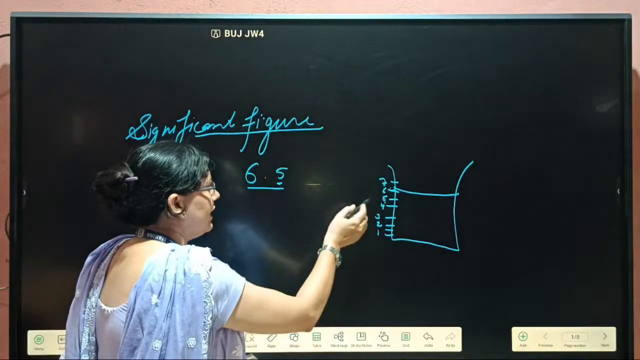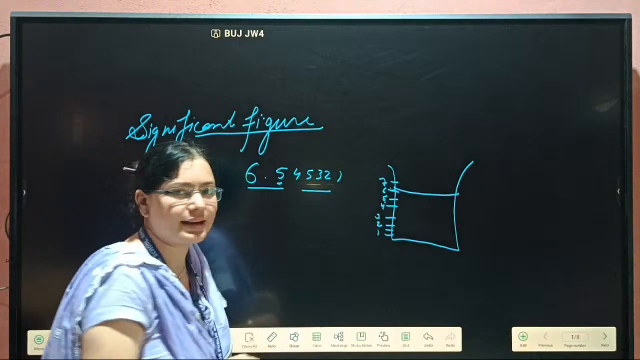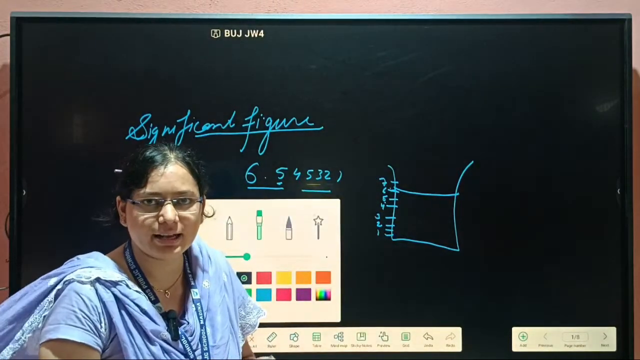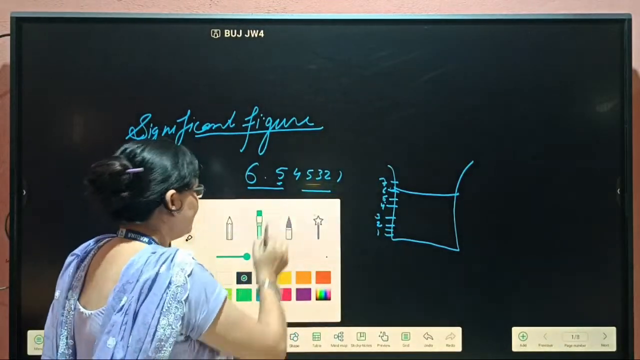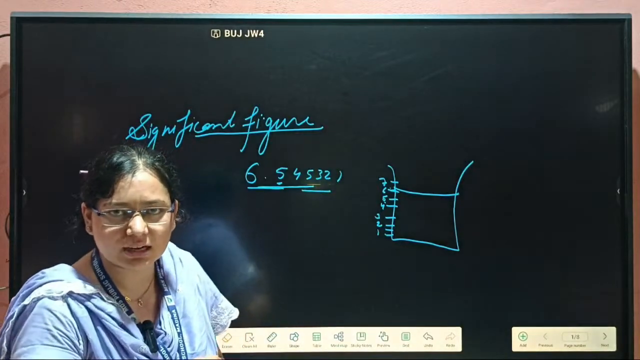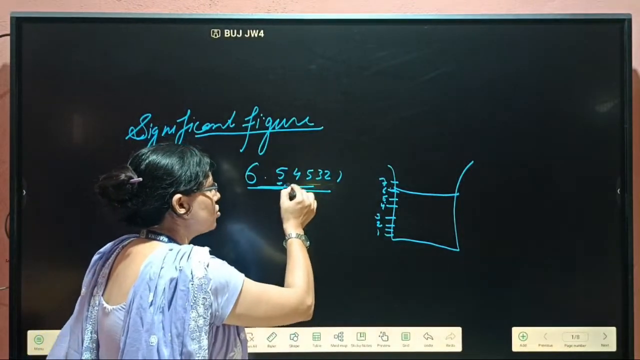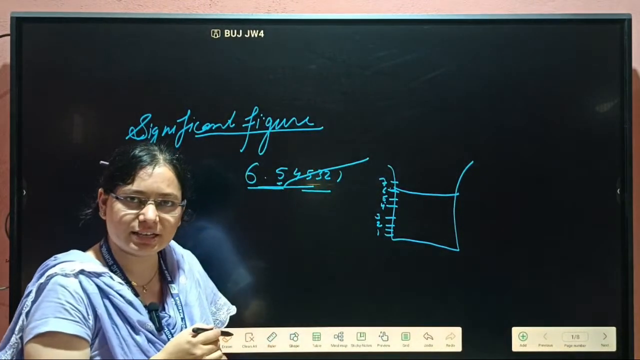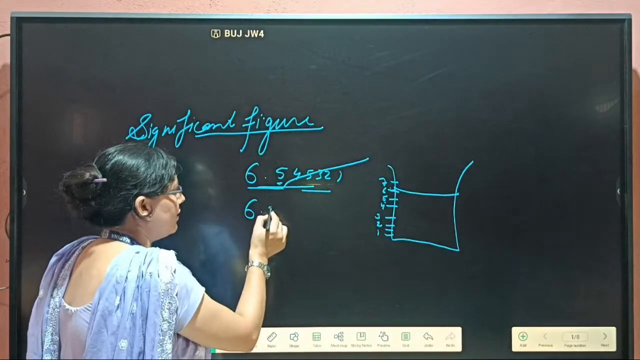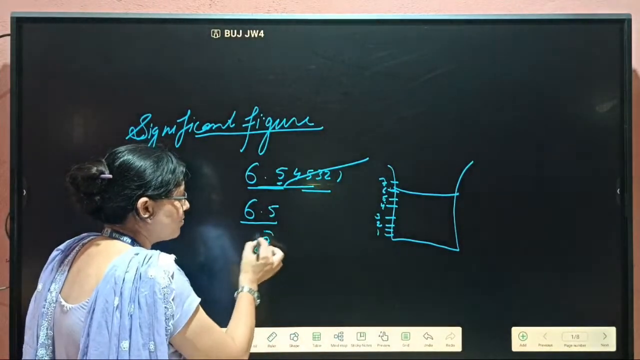If we write, for example, 4.532, and we are taking the reading with the help of the scale, we can't take the reading like this. We can't take the reading up to these values, so it is wrong for a measurement using our scale, and we can't include it in our significant numbers. Here the significant number we can write is 6.5, so its significant figures will be 2.